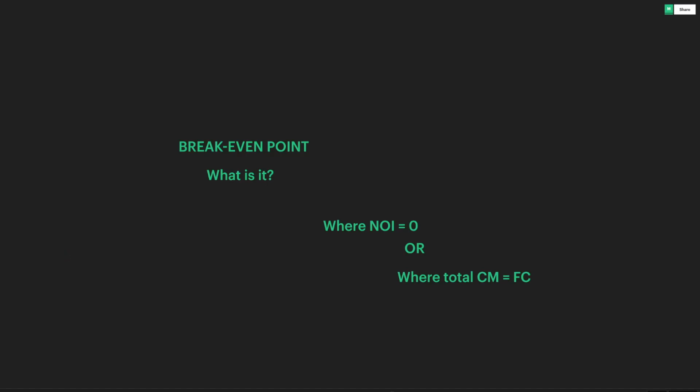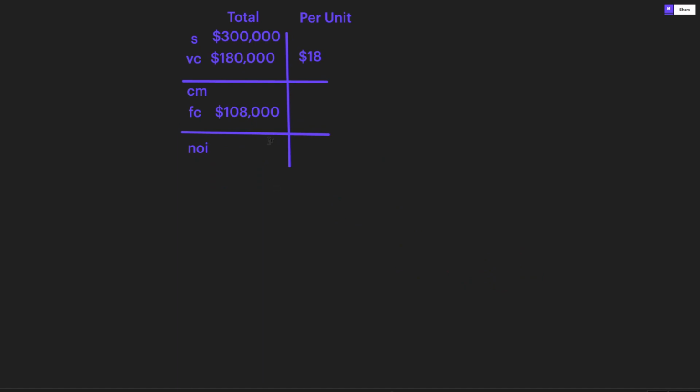Okay, break-even point. What is it? Break-even point is where NOI is equal to zero, so this is our net operating income right here. When that is equal to zero, or where the total contribution margin is equal to our fixed costs. So I cooked up an example for this right here.